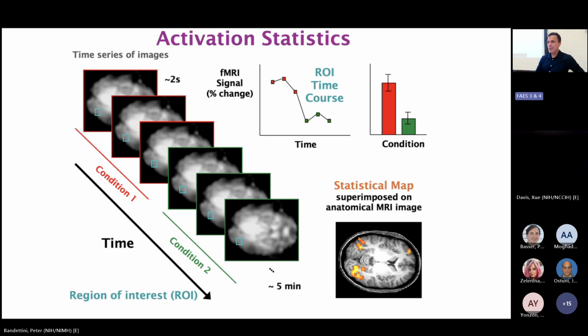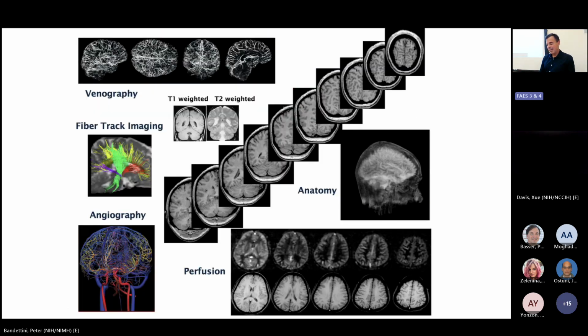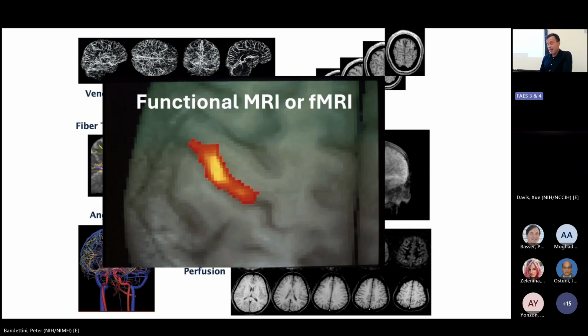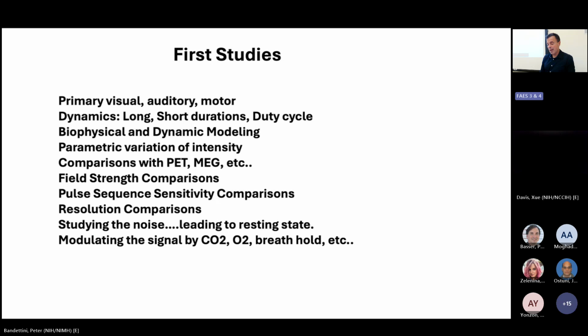Activation statistics, you'll get into this more than enough later on in the courses. Basically, there's various ways of extracting significant activation based on features of the time course from the data. And so now fMRI is the big method that complements all these other methods with MRI.